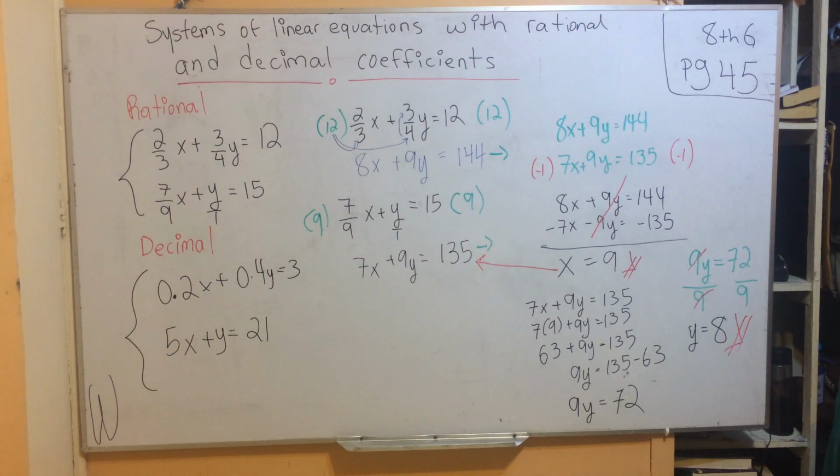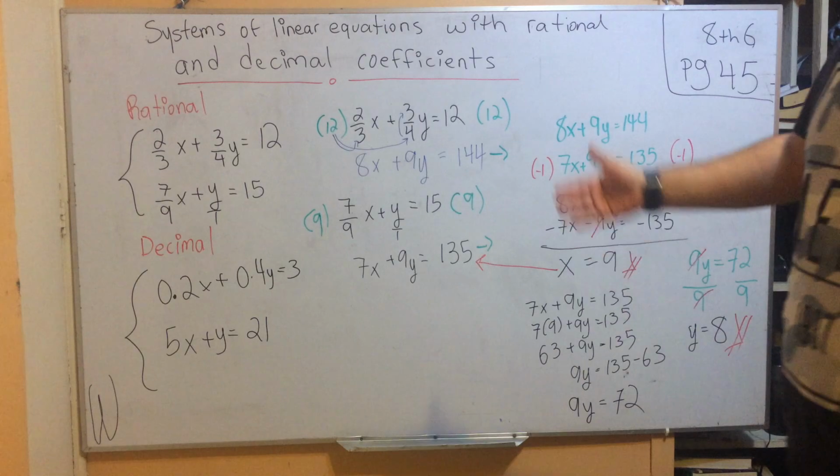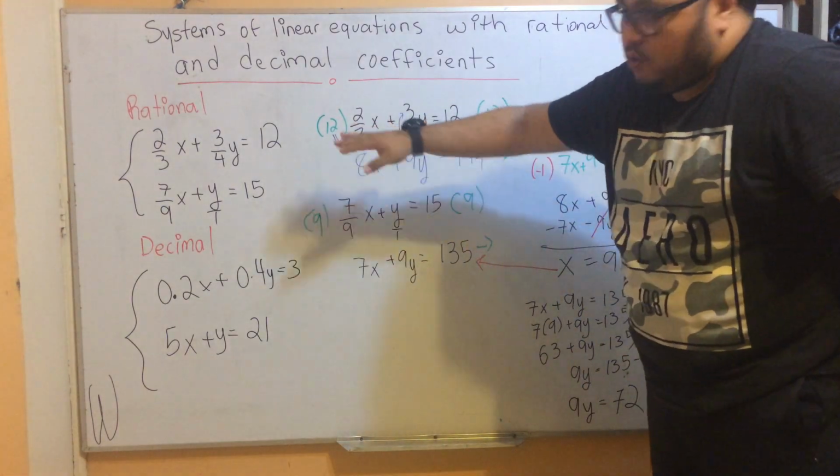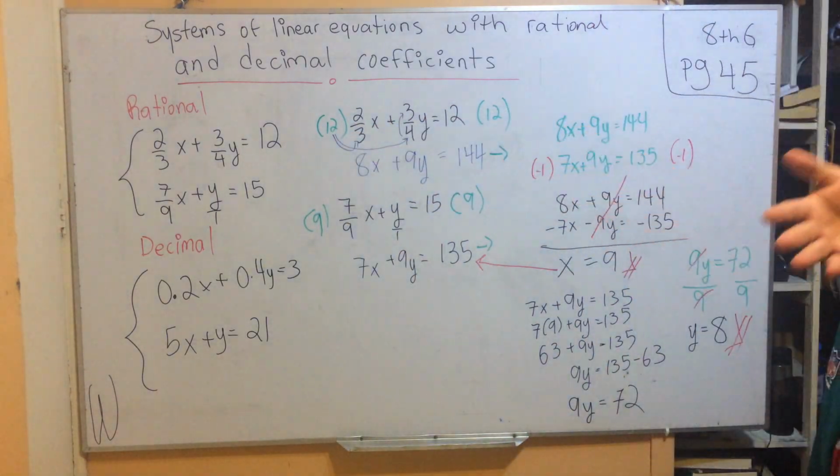So we already have the value of x, which is 9, and we already have the value of y, which is 8. So let's review. How did we get to this point? The first thing we need to do is, on the original equations, we need to eliminate the fraction.